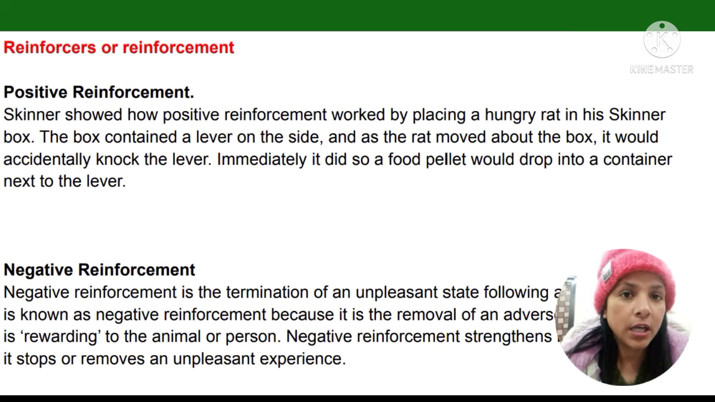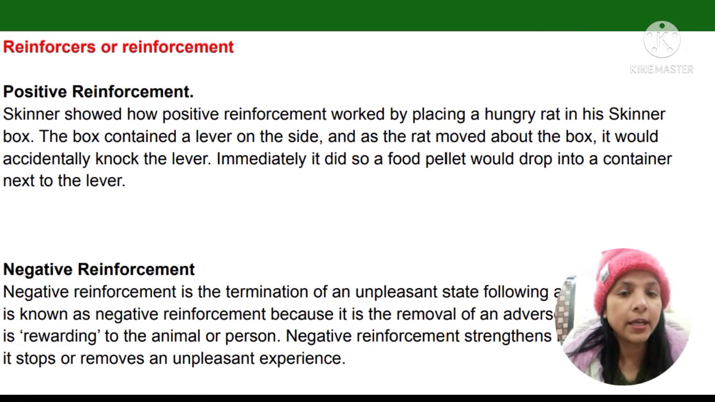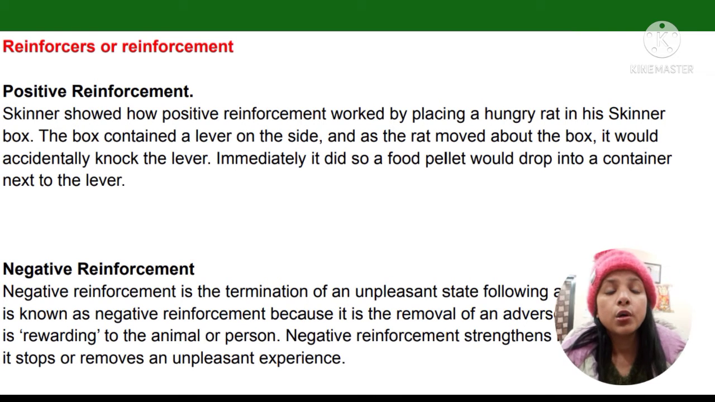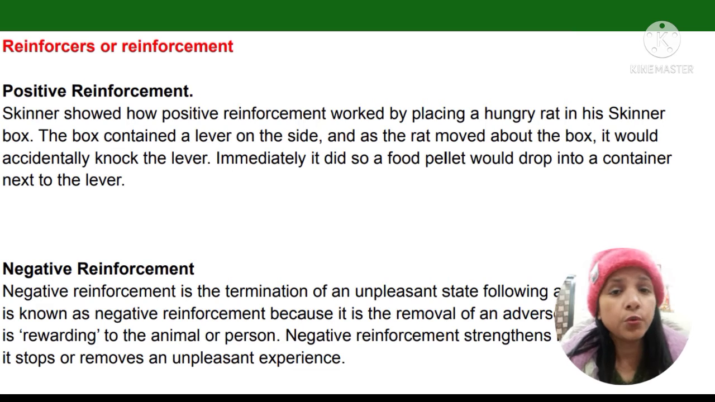What is negative reinforcement? Negative reinforcement here was the electric current. To avoid that electric current, he was trying to avoid the red button. So that was negative reinforcement: in order to avoid the electricity, he was trying to avoid the red button. This is the difference between positive and negative reinforcement, as you can see here.